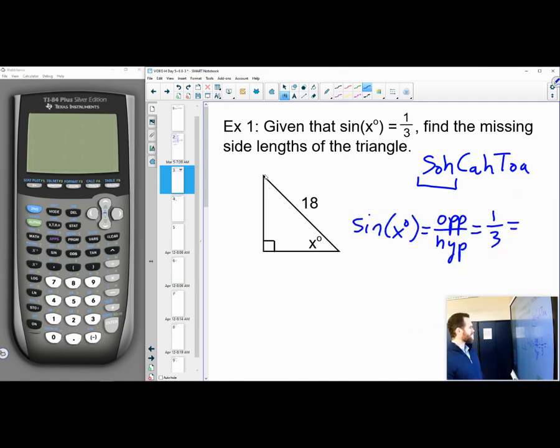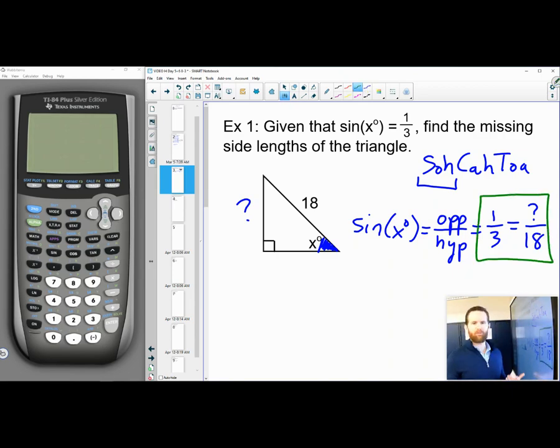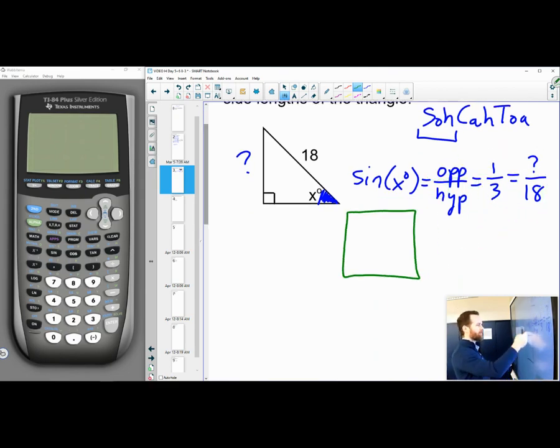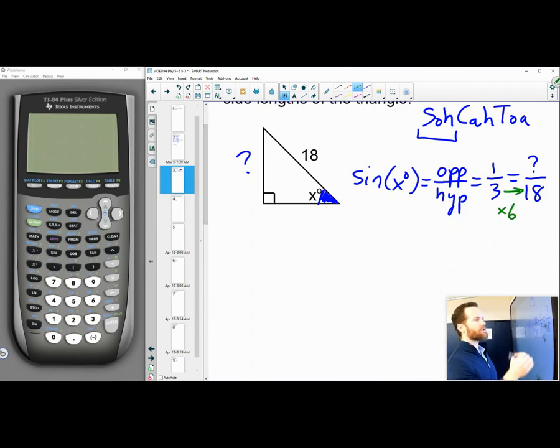But in our actual diagram, if we're focused on x degrees, we don't know what the opposite side is, so we just put a question mark there. We've got nothing there. But we know the hypotenuse. The hypotenuse is 18. And what we have here is just a proportion. We can solve this. We can cross multiply. In fact, we don't even need to cross multiply. We notice that to get from 3 to 18, we just multiply by 6. So we can do that same thing with 1 times 6, and then we get 6 for our unknown side. So this opposite leg is 6 units long, feet, inches, whatever it is.